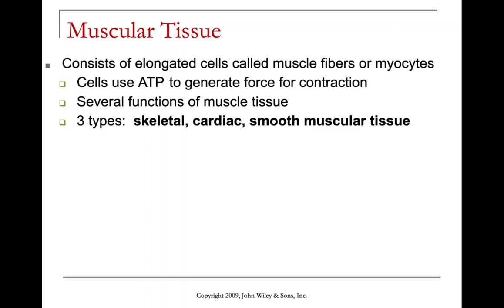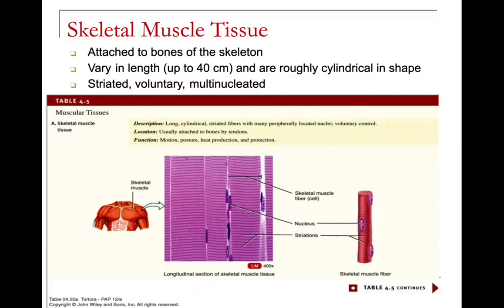Muscular tissue, it's going to be made up of muscle cells. They're elongated cells called muscle fibers or myocytes. They're going to use ATP to generate force for contraction. There's three main types: skeletal, cardiac, and smooth muscle tissue.